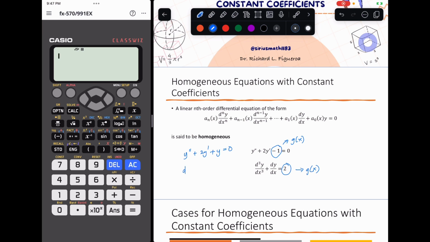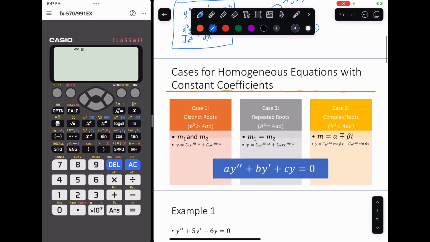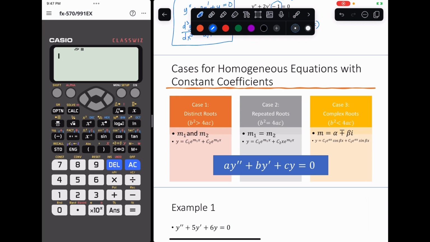So the equivalent homogeneous equation for this is the third derivative of y with respect to x, plus the first derivative of y with respect to x, equal to 0. So this is considered the homogeneous equation, and the other two are non-homogeneous equations. In solving or finding the solution for a homogeneous equation, it falls under three cases. So we start with a second order differential equation.